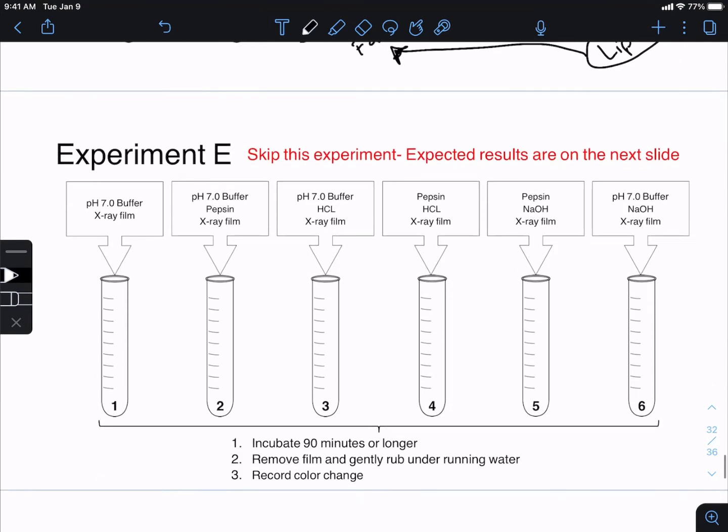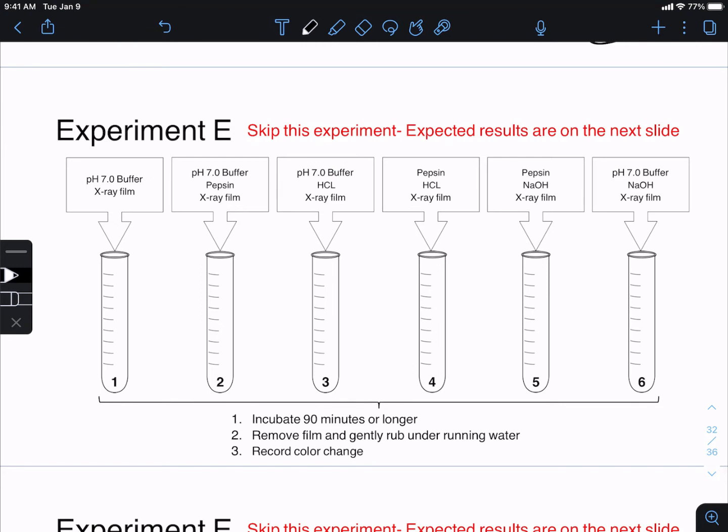Okay, experiment E. We're actually going to skip this experiment. It tends not to work well anyway, and we're short on time.